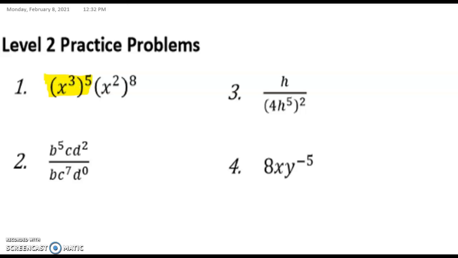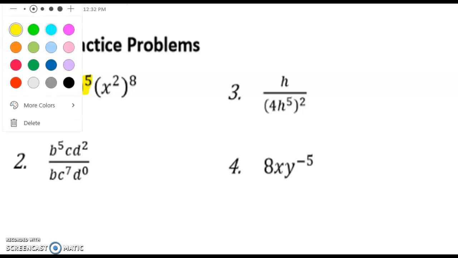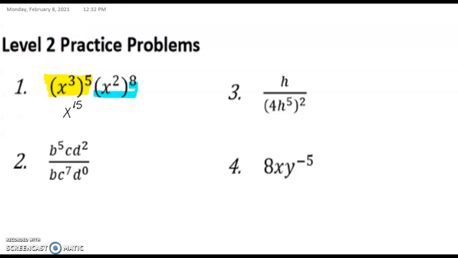If I had just given you x to the third to the fifth, you would have had a power to a power, which means you multiply them. That would have been x to the 15th. What would you have had on the second half of this problem, when you have x squared to the 8th? What would that simplify to? All right, you would have multiplied those, and 2 times 8 is x to the 16th. So now you have x to the 15th times x to the 16th.